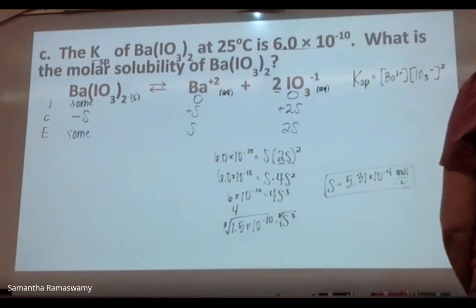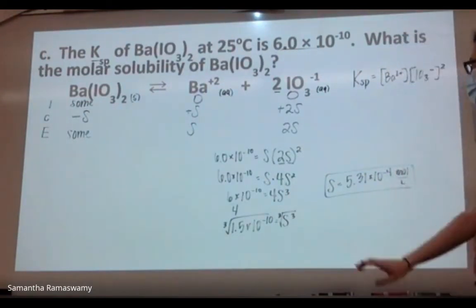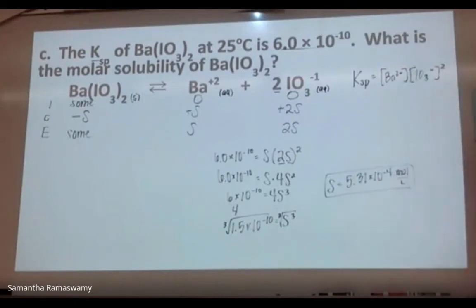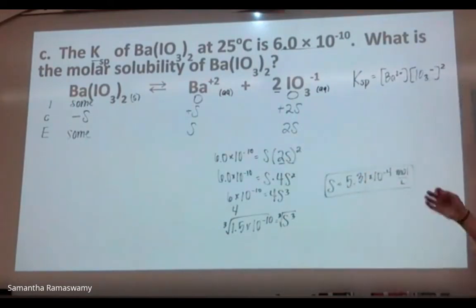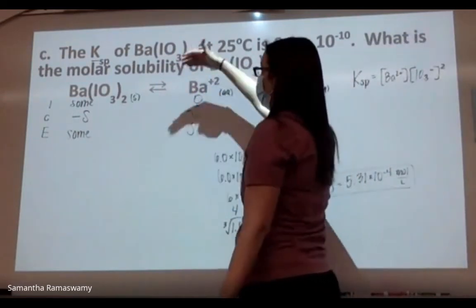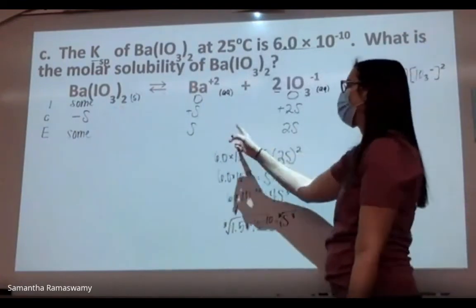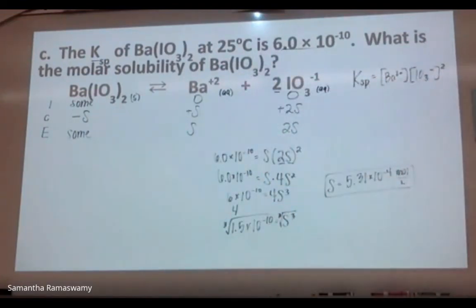If they asked for the concentration of IO3, would we just multiply it by 2? Yes. If they were to say what concentration of IO3 minus do you have, then here's S, you multiply by 2, that'd be your IO3 minus. When it asks for molar solubility, that's talking about the solid. So in this case, it says molar solubility of this. We know that's S. And then we could figure out that's the same as Ba2 plus. We multiply by 2, that's IO3 minus.